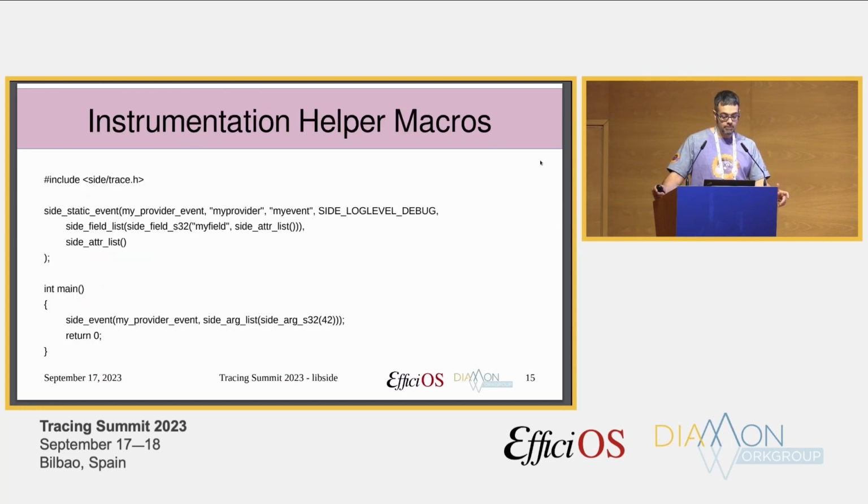There are helper macros to help using this from C and C++. This is a small program which includes the side trace.h header. It declares an event with an identifier, a name, a log level. It has a field list with its type, and then in main we just do a side event. It will conditionally call the instrumentation if used by a tracer. It refers to it by the identifier and then the argument list.